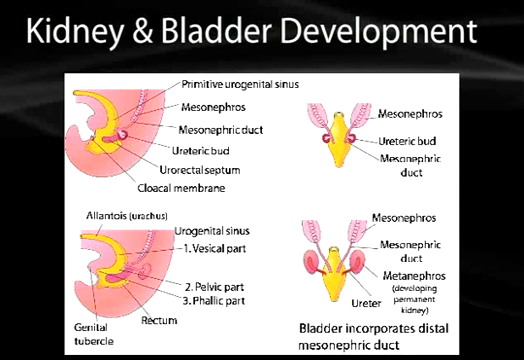Once the mesonephric duct has separated away and been partially resorbed into the urogenital sinus, what you're going to have is a separation from the kidneys and the reproductive system, which will be the mesonephric duct and the mesonephros, which will become part of the testicle, actually. So the bladder is going to incorporate the distal mesonephric duct. What will happen with this is that it will become the trigone.